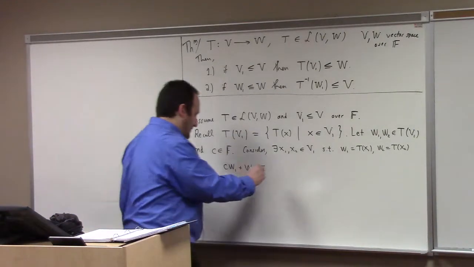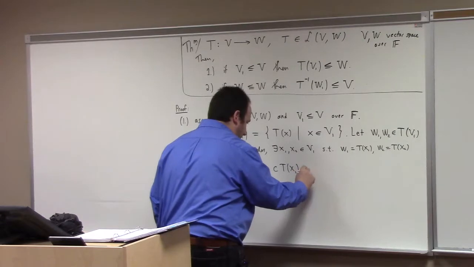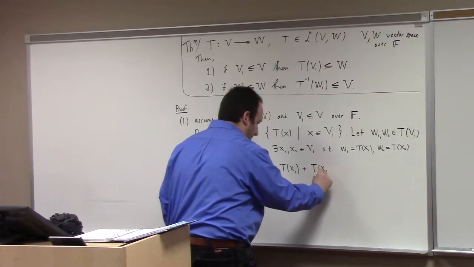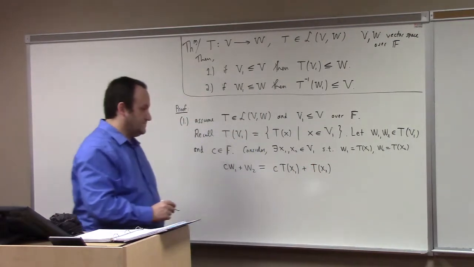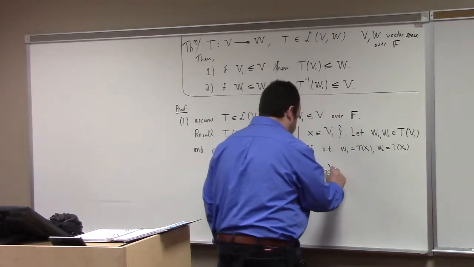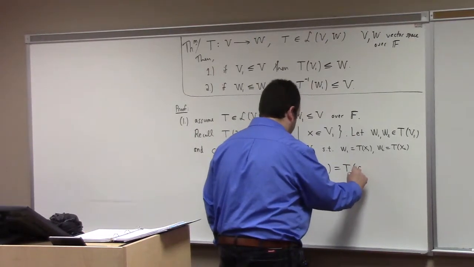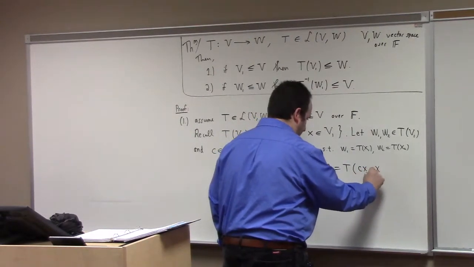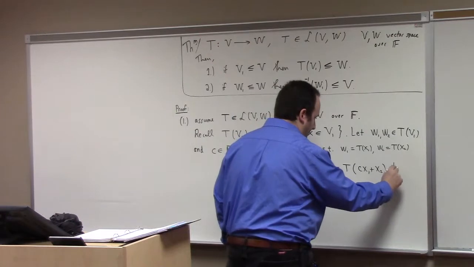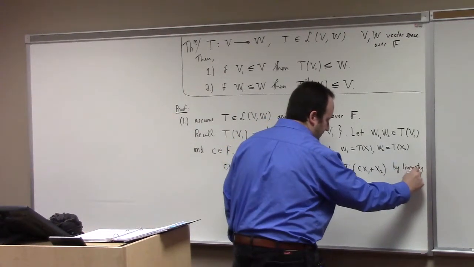But then this is what? This is C times T of x1 plus T of x2, which is equal to what? By linearity of T.